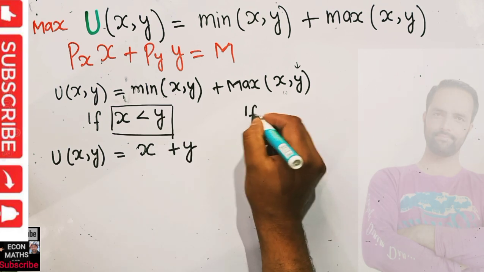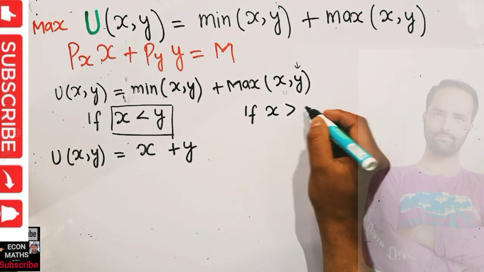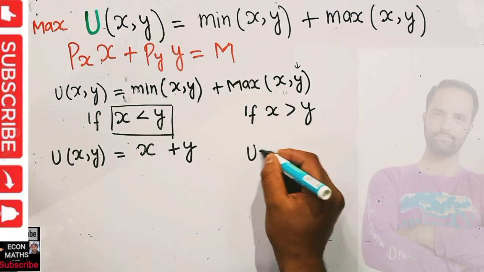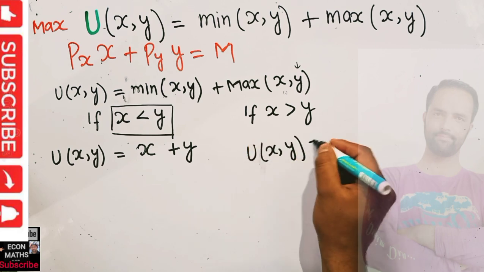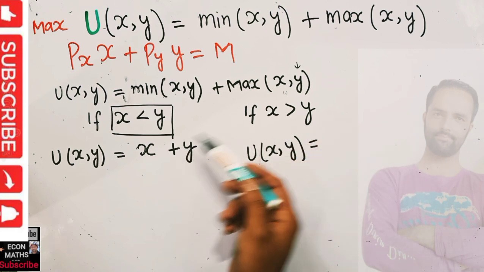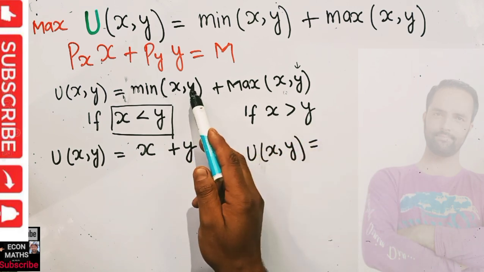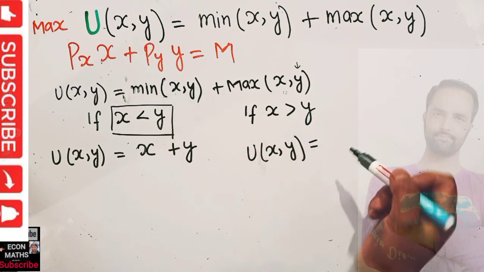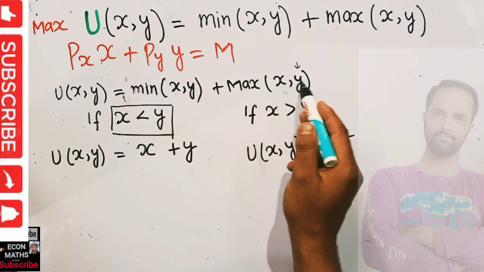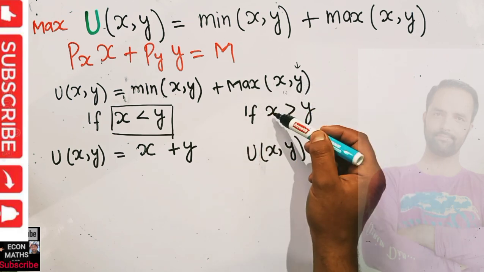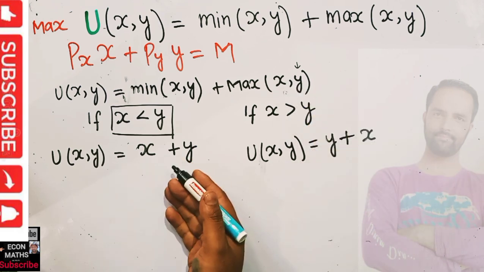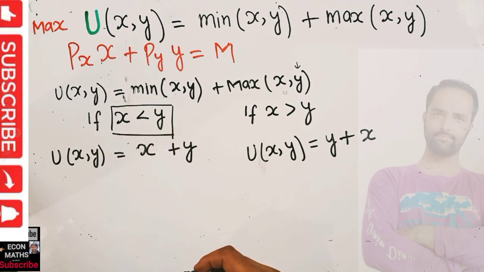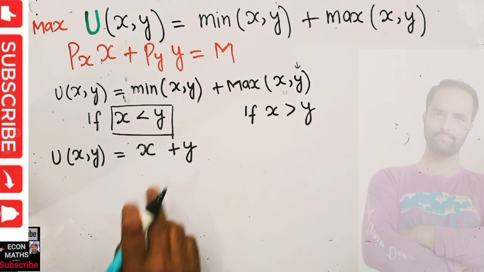And similarly, if x is greater than y, what will be our utility function? U(x, y) will be equal to, if x is greater than y, the minimum of these two is obviously y, because y is smaller. So we will have y plus the maximum of the two values, which is x since x is greater than y. This is of course the same utility function as when x was less than y. So our utility function is simply this.